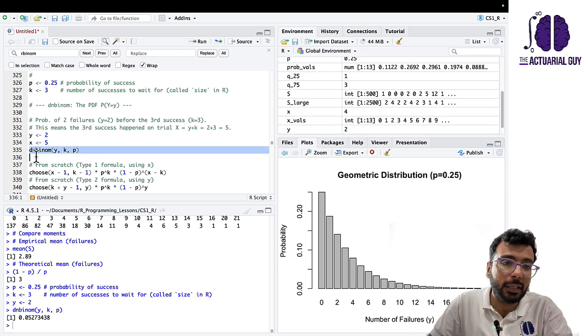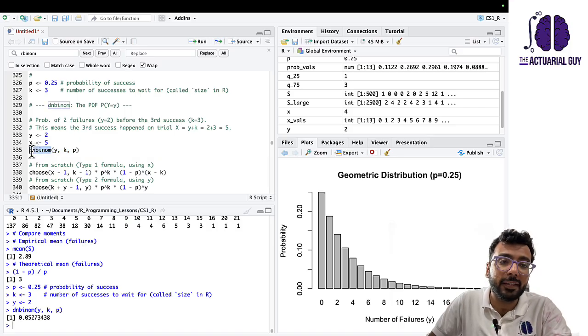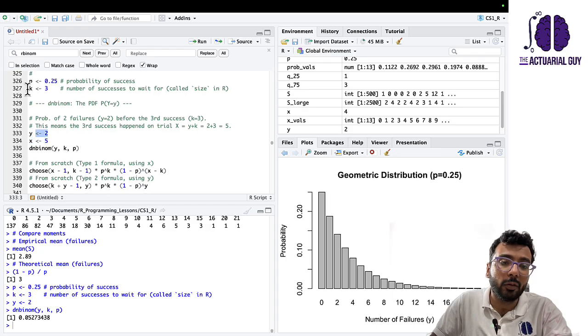dnbinom, that is the change. Okay, it's negative binomial, so it's nbinom. The first argument is what you want to calculate the probability of: 2 failures before how many successes? Before 3 successes, right? What is your k parameter? That's 3. And what is your p, which is the probability of success in one trial? That is 0.25. So this would be the same as setting x equal to 5, because 5 is 2 plus 3. So that is very clear: x is equal to y plus k.